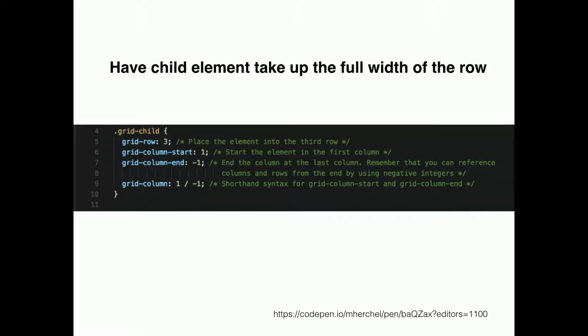So say I have a grid with an unknown number of columns, and I want this thing to always take up the full width, because it's maybe an advertising banner or something like that. So I can say grid column start 1, grid column end negative 1. So it always starts on the first column, always ends on the last column. And then I can hard code that in grid row 3, and this is just the shorthand syntax right here. So this element is always going to be on row 3, and it's always going to take up the full width. That could be useful for teasers, advertising, stuff like that.